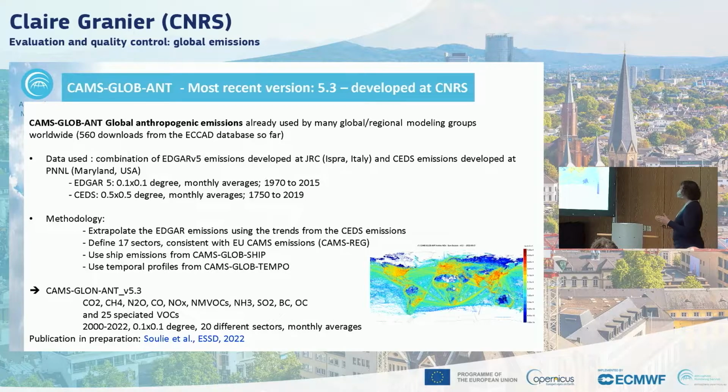So we do a combination of different data sets. I won't go too much into details, but some of them provide different resolution, different information, and different years. We put all that together, we extrapolate, and we define different sectors that are consistent with the CAMS-REG that Hugo just mentioned. We use ship emissions from CAMS Globe Ship and temporal profiles from CAMS Globe Tempo. I'll come back to that. We provide emissions for many different species, including greenhouse gases and different speciated VOCs, for about 20 sectors, and we have a publication in preparation.